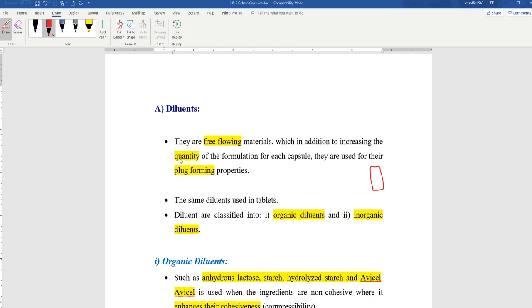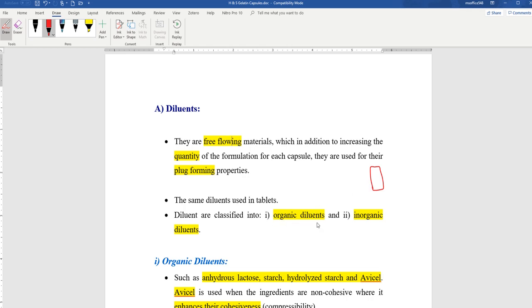Okay, increasing the quantity. If the drug quantity is small, then in order to deal with the small quantity of drug, because it will be difficult for the machine to deal with small quantities of drug, I need to increase the quantity of the formulation. Free flowing, I already described that. So this is the reason why we are using diluents.